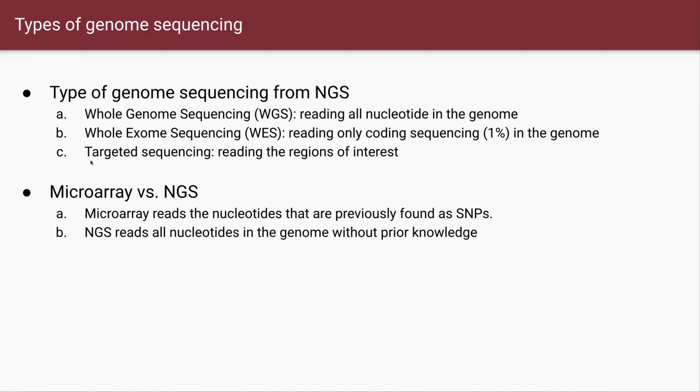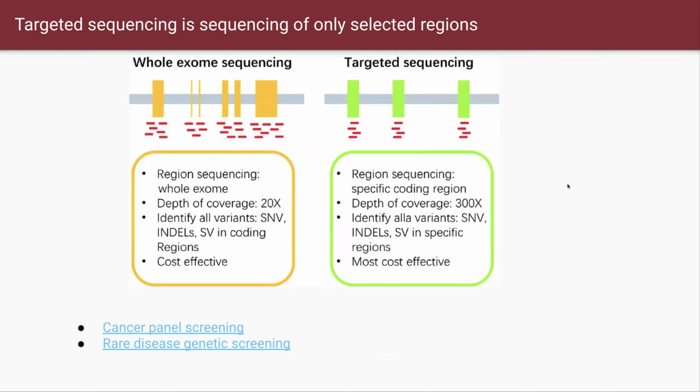Or you can do target sequencing. You can read out only a certain area of your interest. So if you want to look at cancer regions, then you use target sequencing. And after that, you can compare NGS versus microarray. Microarray, as I mentioned last time, can only look at SNPs we know previously, but with NGS you don't need that. You can just directly read out all the nucleotides. That's the good thing.